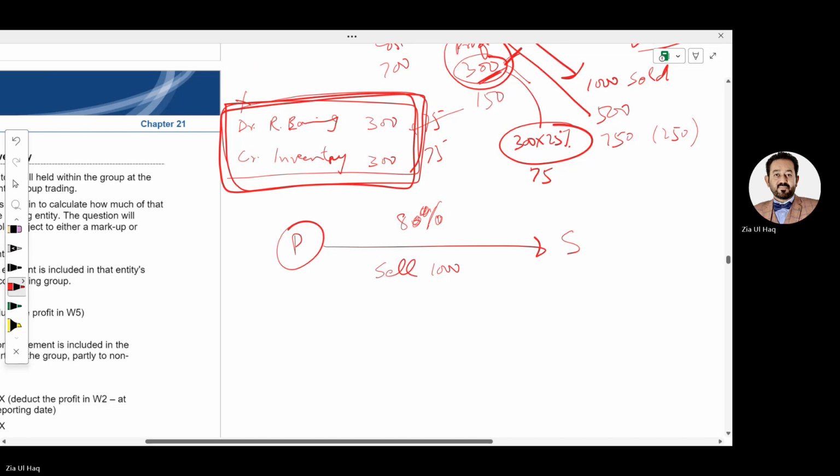Now, if the parent company has bought goods from the subsidiary, and holding is 80%, and they have bought goods of 1000, and in 1000 say 800 is cost and 200 is profit.